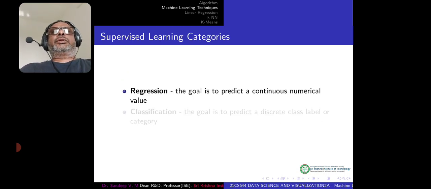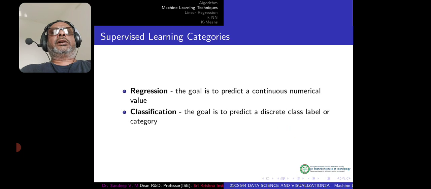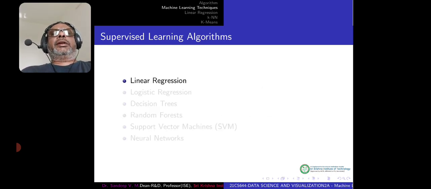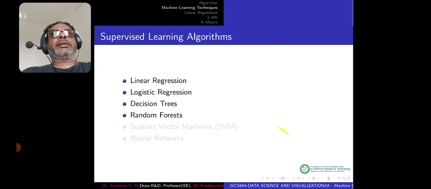So there are two categories of supervised learning. One is called regression, where the output is a continuous numerical value, and the other one is classification. Here the output belongs to a discrete class, label, or category. So various supervised learning algorithms are, for example, linear regression, logistic regression, decision trees, random forest, support vector machines, neural networks.